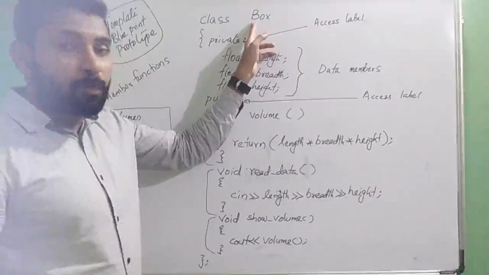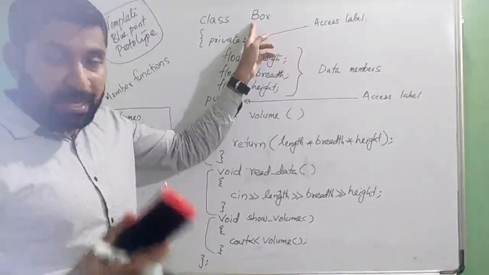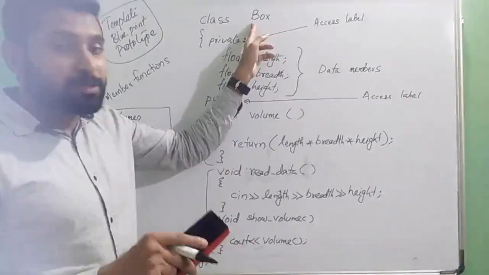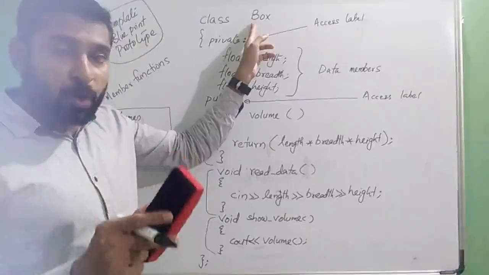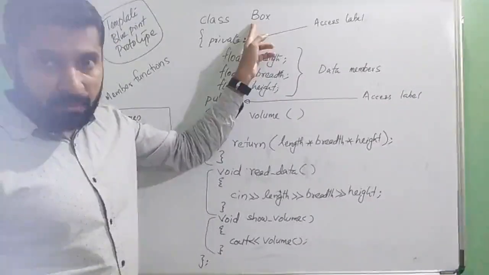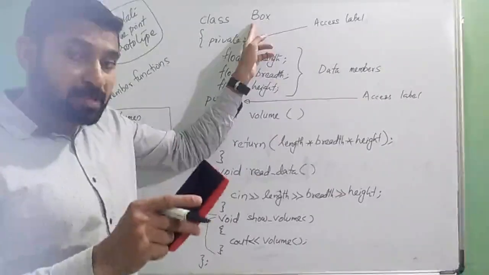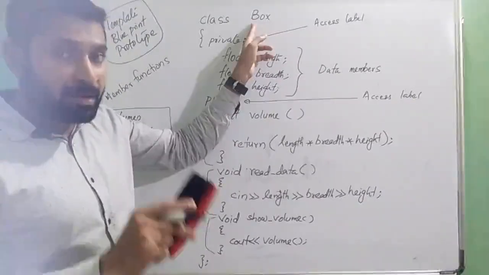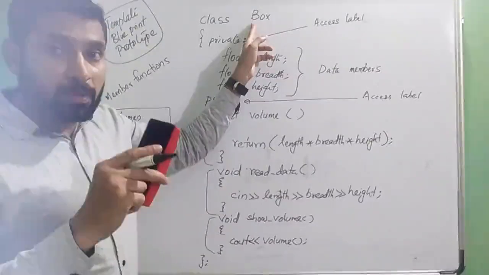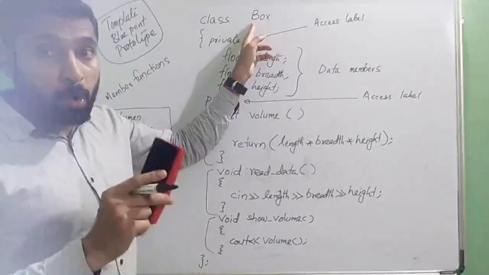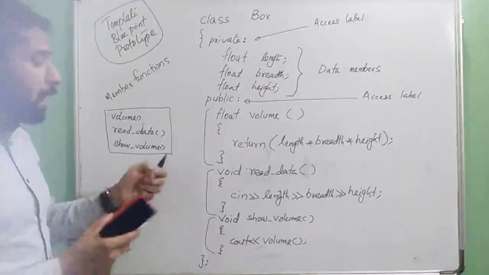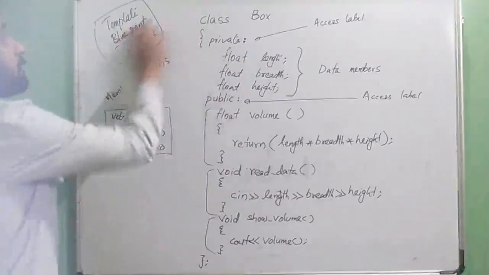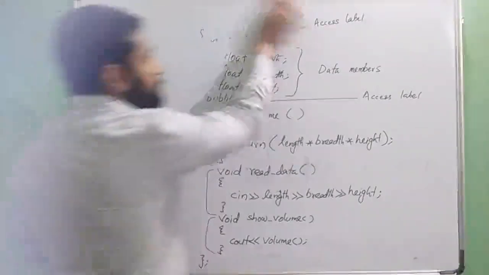We never say variable of a class. Instead, we say instance of a class. An instance of a class is known as an object. As in the case of a structure, we say variable of a structure, but here we will never say variable of a class. We will say object of a class. Now, how can we create an object of a class? So here we have the class box.